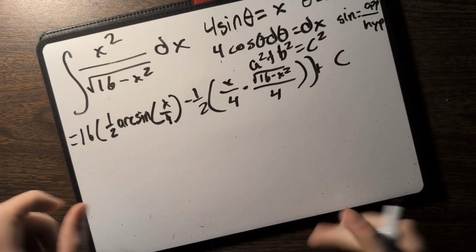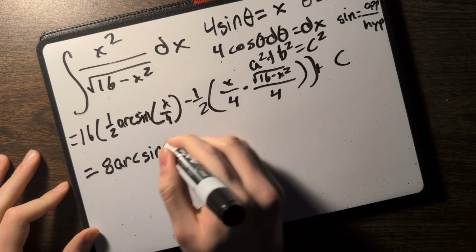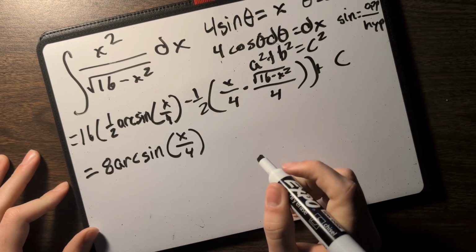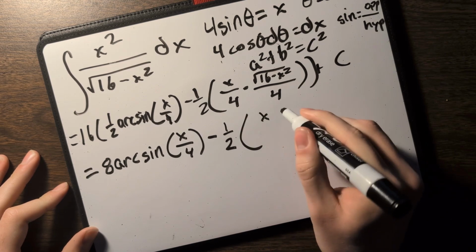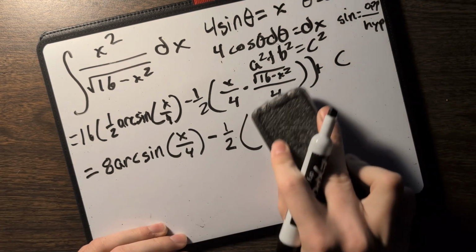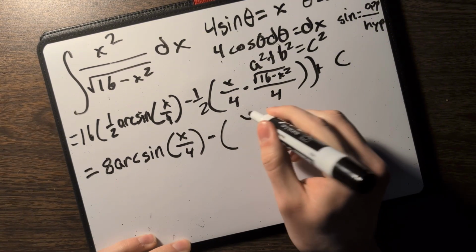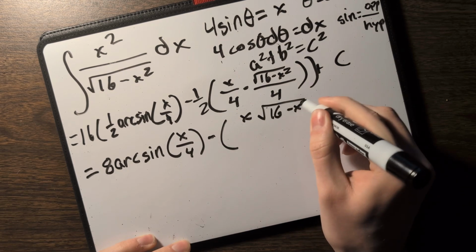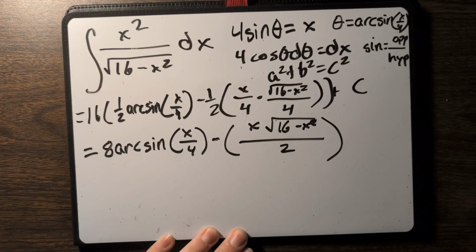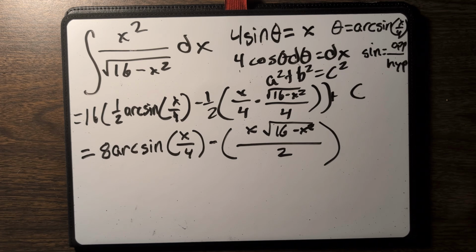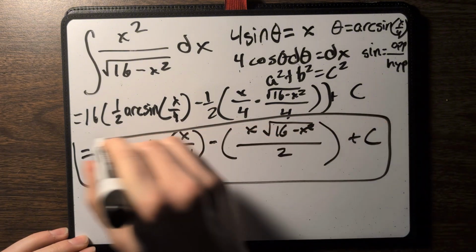If we multiply this 16 through, we're going to get 8 arc sine x over 4 minus 1/2, or x times the square root of 16 minus x squared over 2. Get that in the frame. Plus c. And this is our final answer.